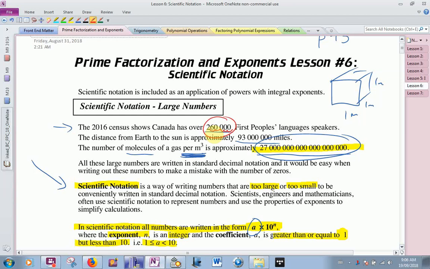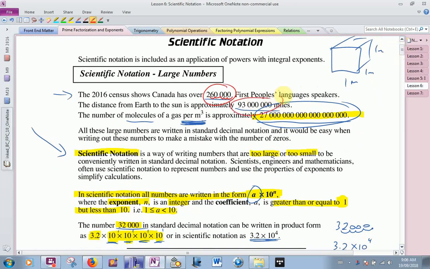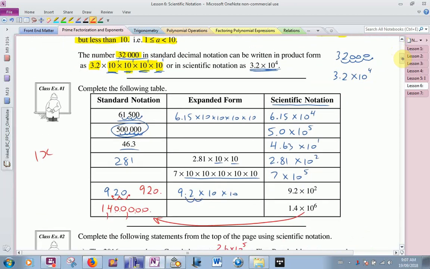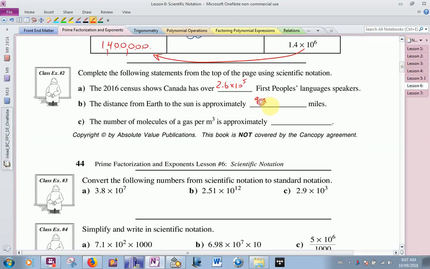Okay? Not too bad. No x exponents, no exponents of 3, just powers of 10. That's this lesson. That's it. Okay? 93 million miles. How many tens are in there? 1, 2, 3, 4, 5, 6, 7. 9.3 times 10 to the 7 miles. And if I was really nasty, I'd make you convert that to kilometers.